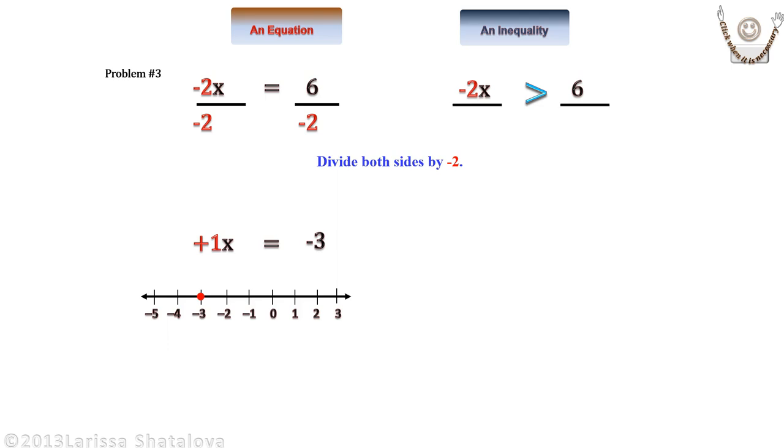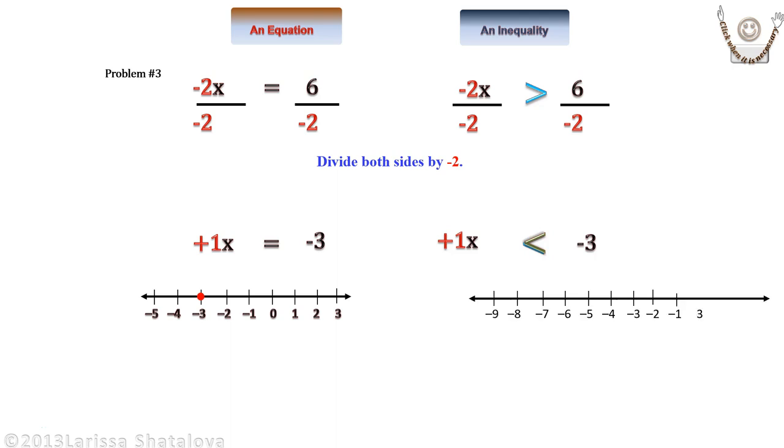Now, the same action towards the inequality. We have to divide by negative 2. By a negative, remember, very special. Now, negative over negative gives us positive 1x, and then 6 divided by negative 2 would be negative 3. Now let's talk about the symbol of the inequality. Because we divided by a negative, we have to flip the symbol of the inequality. And now we have to show on the real number line infinitely many solutions from negative 3 to negative infinity.